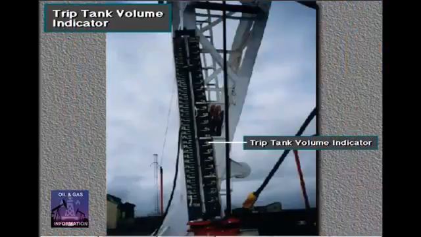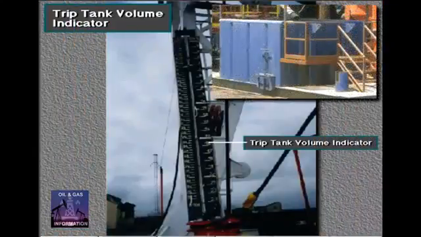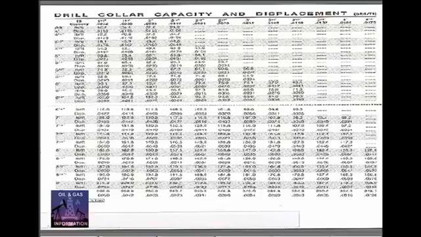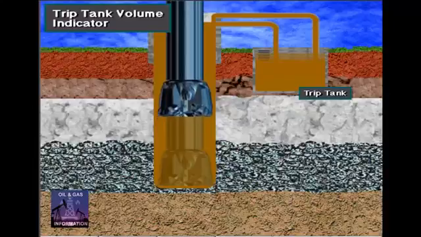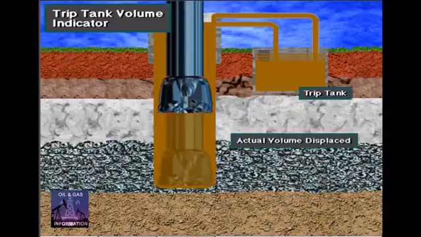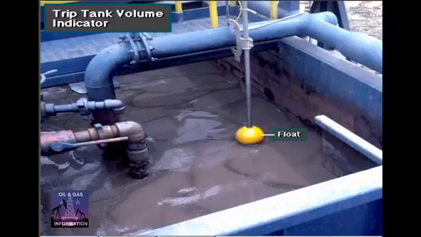A trip tank volume indicator helps the driller monitor the amount of mud being displaced by the tubulars or wire rope being run in and pulled out of the hole. Crew members calculate tubular displacement before each trip using tables from a handbook. Then, during a trip, they compare the calculated volumes to the actual displacement. Close monitoring of the trip tank during trips is crucial to proper well control.